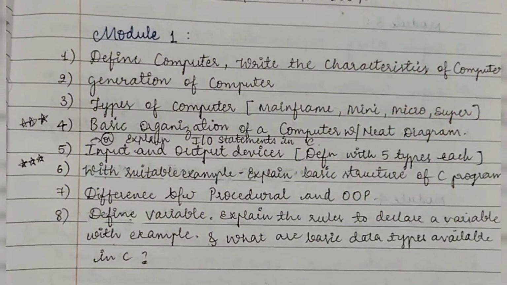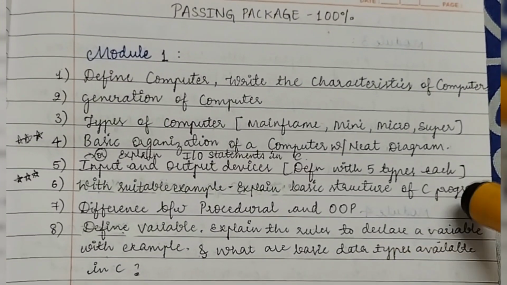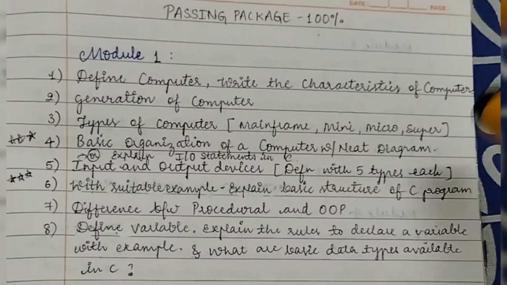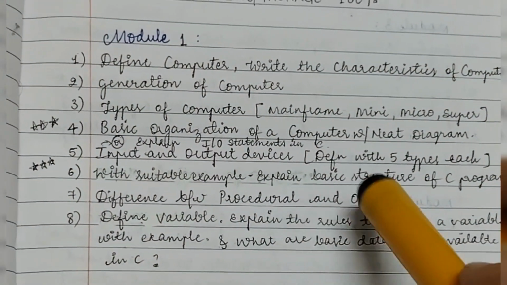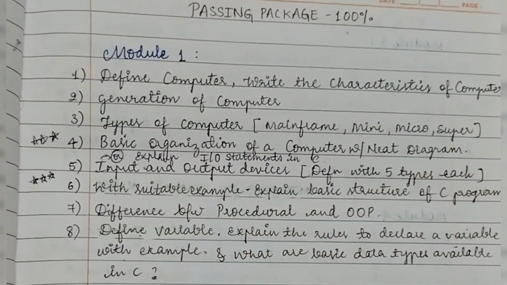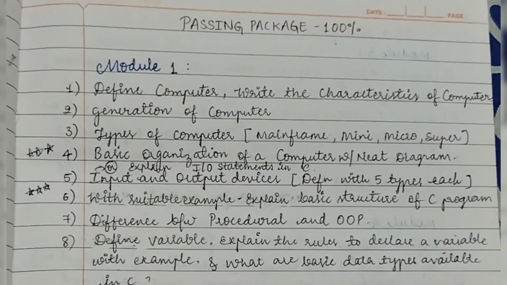Okay, then sixth one is with suitable example, explain the basic structure of C program. This is also very important. This was asked in my question paper. And difference between procedural and object oriented programming, define variable, explain the rules to declare a variable with example, and what are the basic data types available in C.